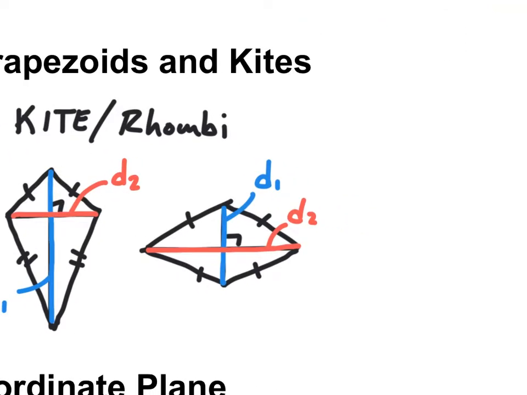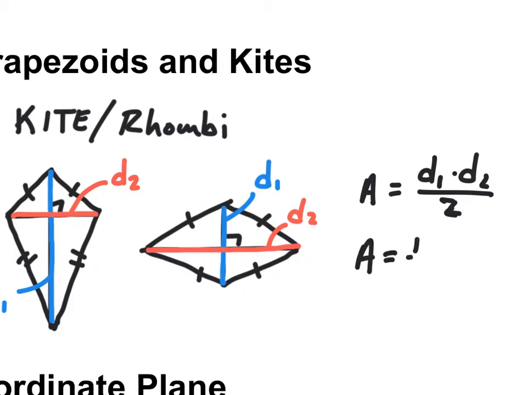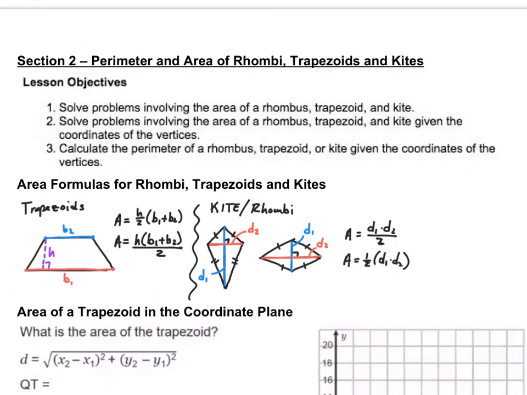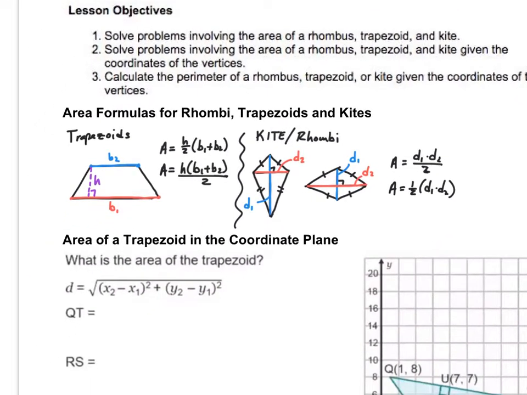Now, our area formula for these, and you can do it two different ways: area is equal to diagonal 1 times diagonal 2, all divided by 2. Or we could say 1/2 times diagonal 1 times diagonal 2. And that's it. So that's what I have as far as my formulas, and we'll need to know those.